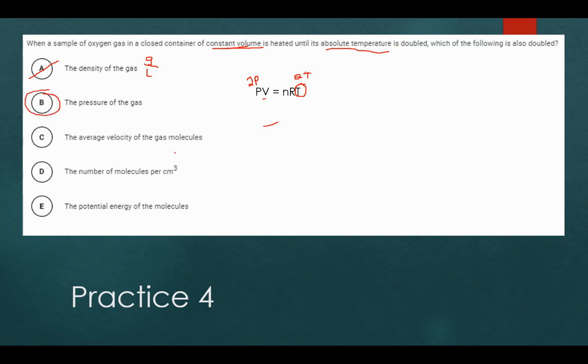The average velocity of gas molecules. Although when temperature increases, the velocity of gas molecules increases as well, it's actually squared, and we'll talk about that relationship a little bit later. The number of molecules per centimeter cubed, I'm not increasing or decreasing my amount of molecules or my volume, and so this can't be true. And the potential energy of the molecules, when we are talking about temperature, we are talking about kinetic energy. So if we say the temperature is doubled, then the kinetic energy is also doubled, not the potential.